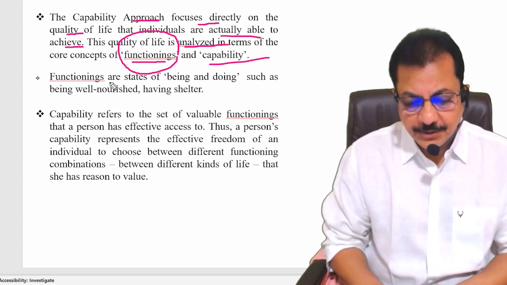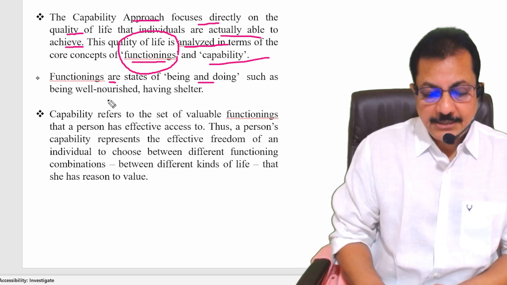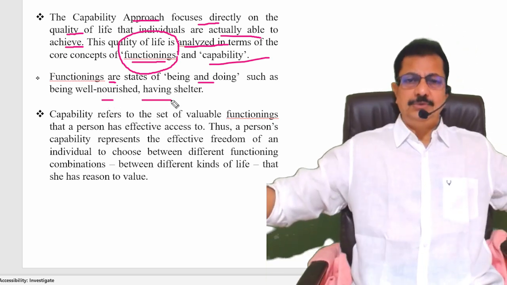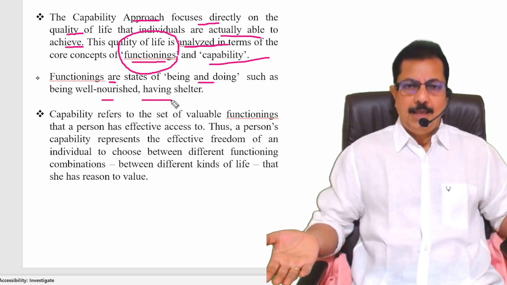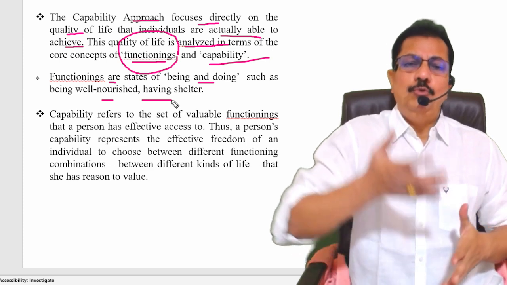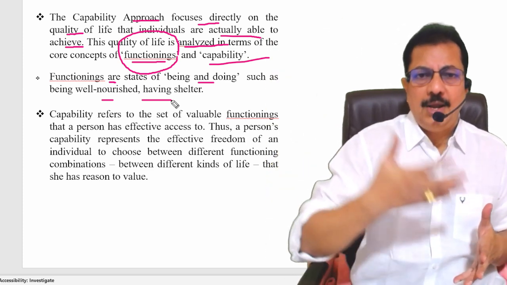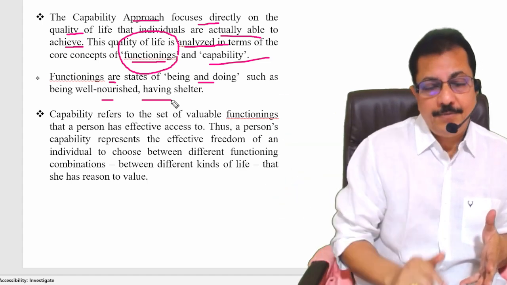When it comes to functionings, these are the states of being and doing, such as being well nourished, having shelter. Fine. I am living in a house. Right? So I have a shelter. Am I happy with this? But I have the capacity to move to a larger house. So if I want to move to a larger house, then I am trying to improve my quality of life.